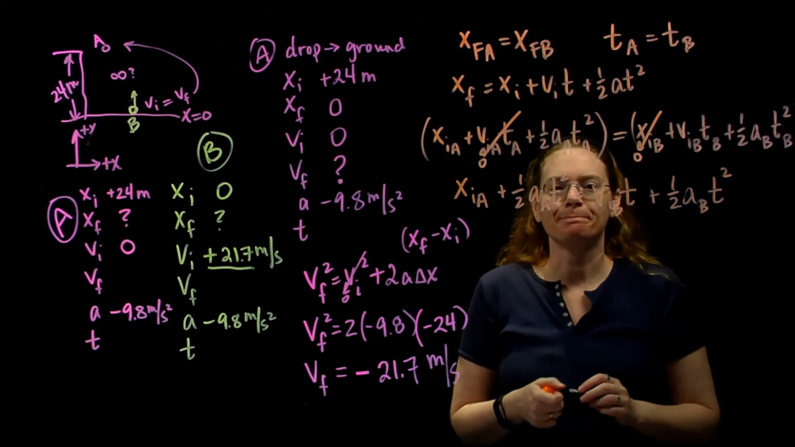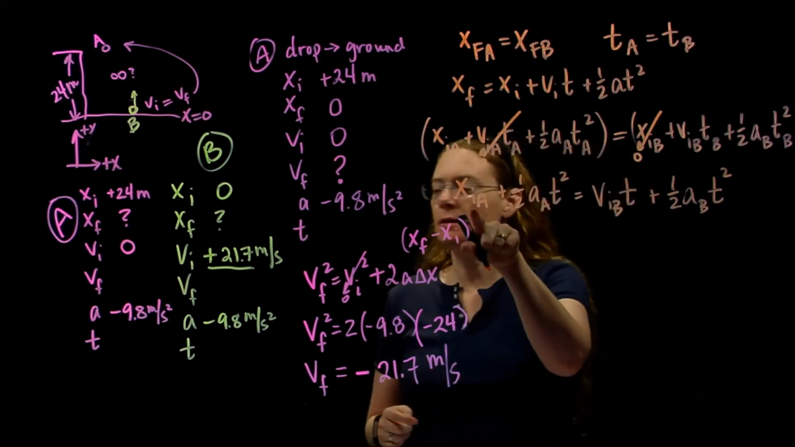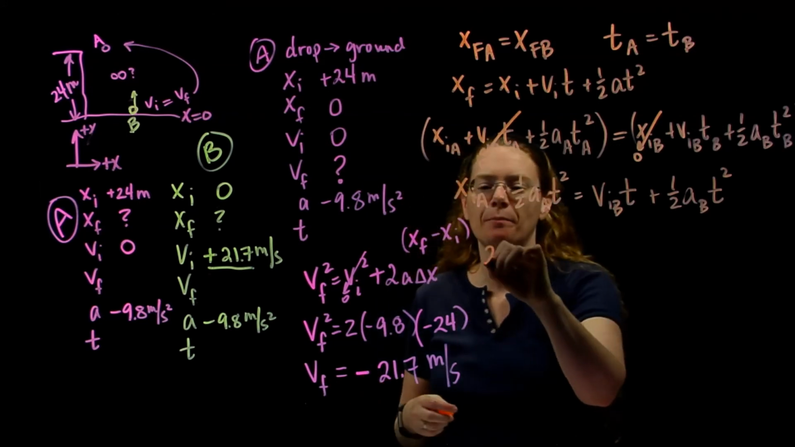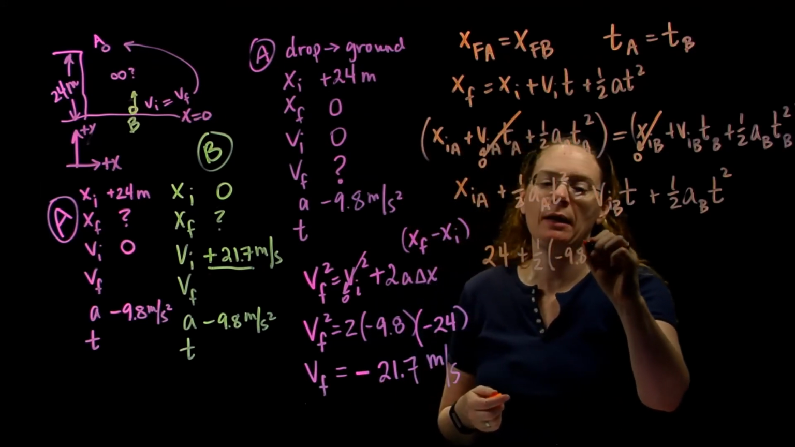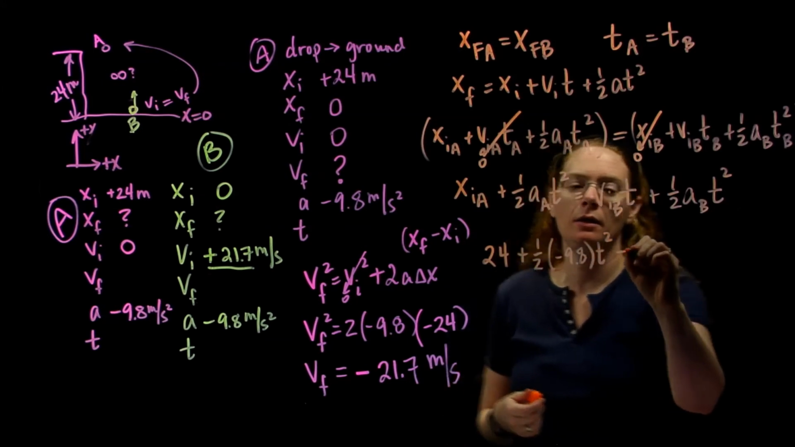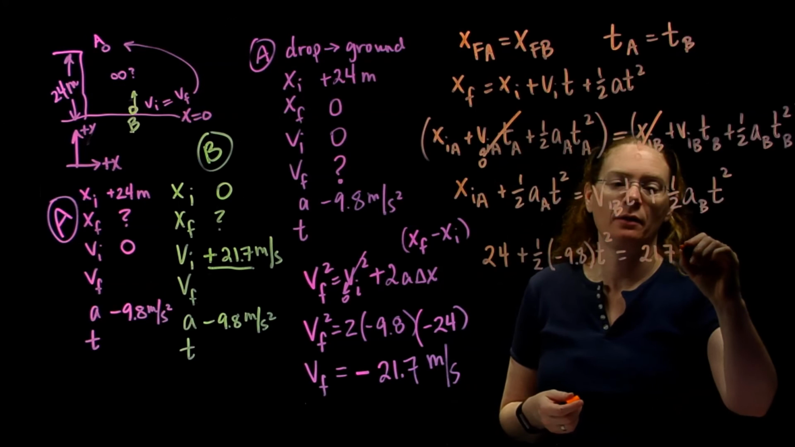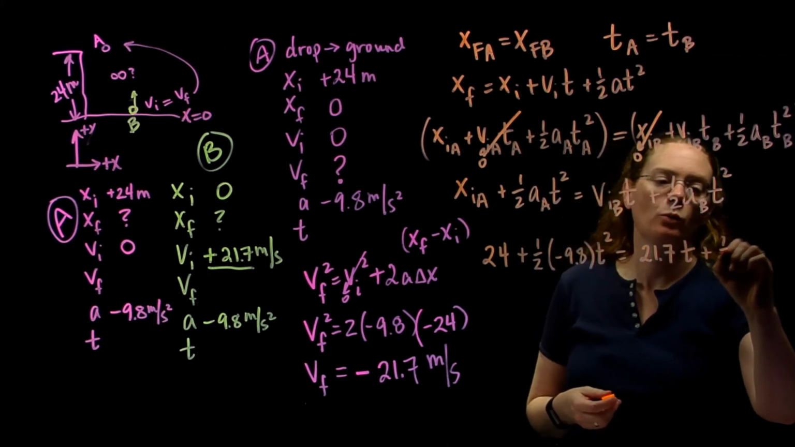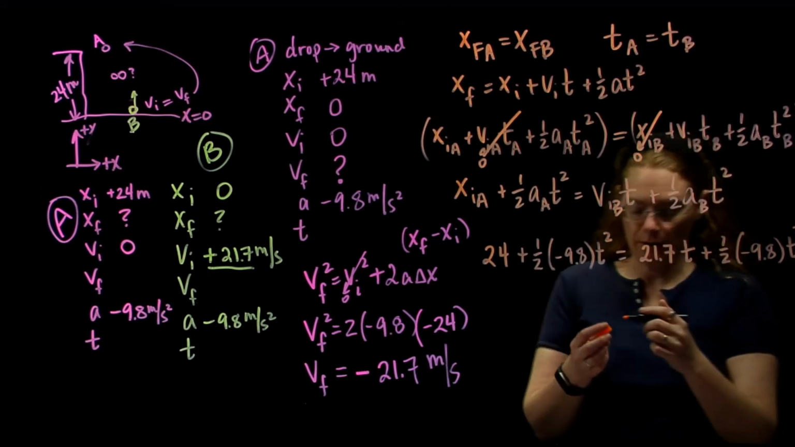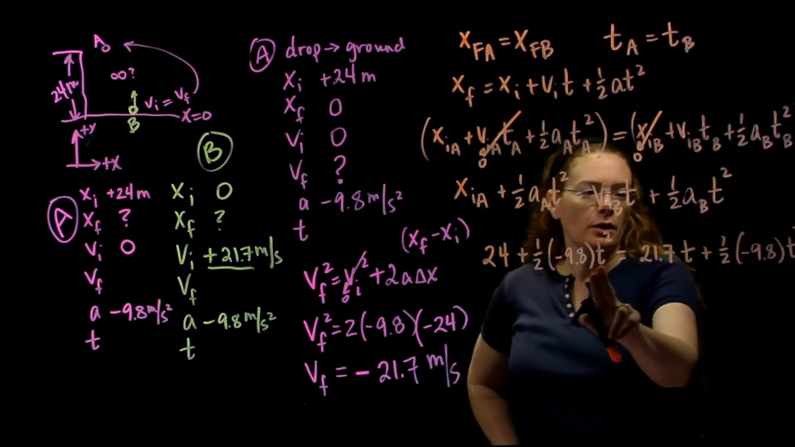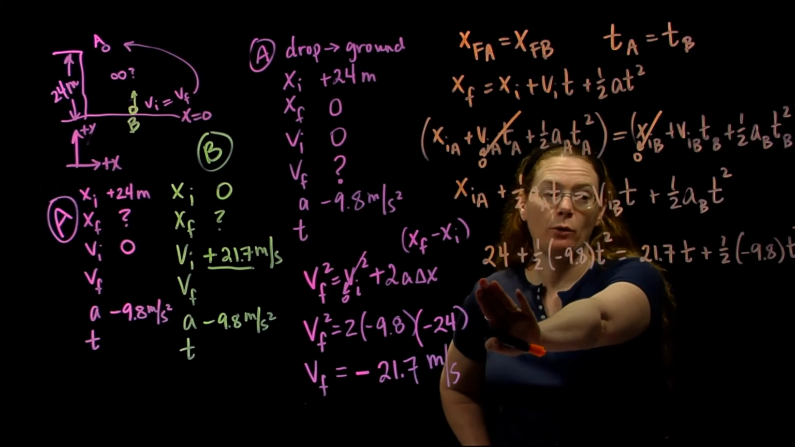Still looks pretty ugly, but let's throw the numbers in, see what we get. X initial of a, 24, plus 1/2 of a negative 9.8 t squared equals v initial b, 21.7 t plus 1/2 negative 9.8 t squared. I see a t squared term, a t, and a non-t term. This could be a quadratic.